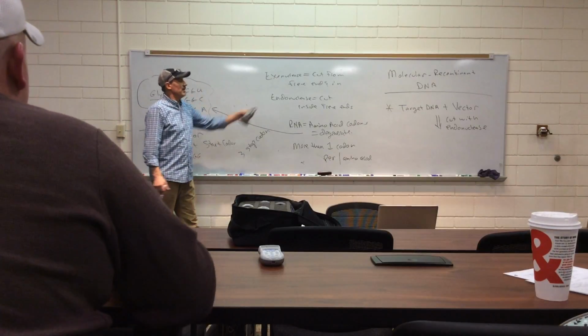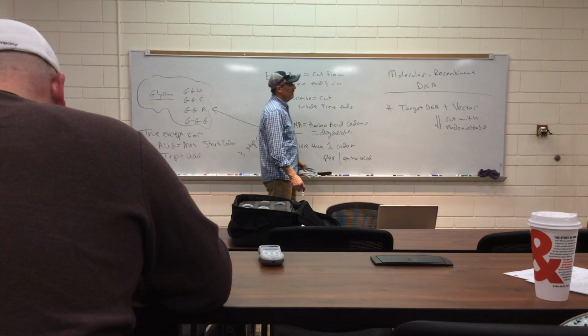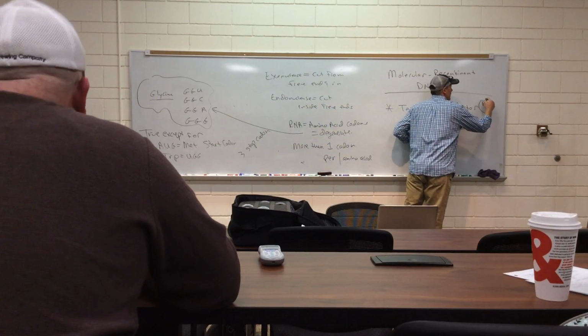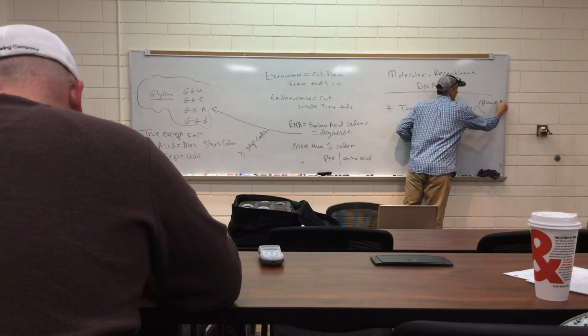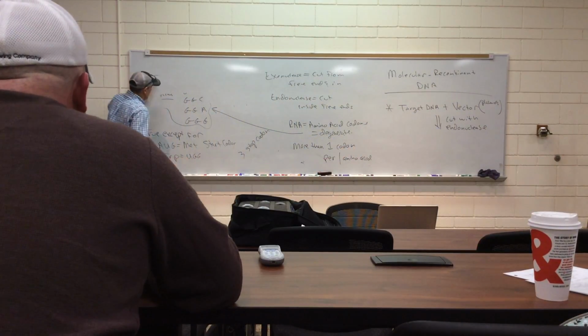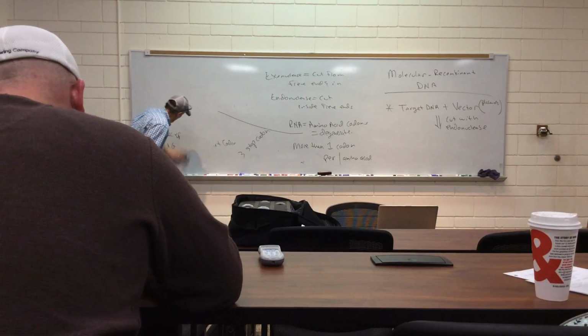So what we can do is we can take our DNA, that's a target DNA, and a vector, and we usually use these with prokaryotes. These are called plasmids. I'll talk about this in a second. And we cut them with the same endonuclease. So let's sketch this out in a quick cartoon.